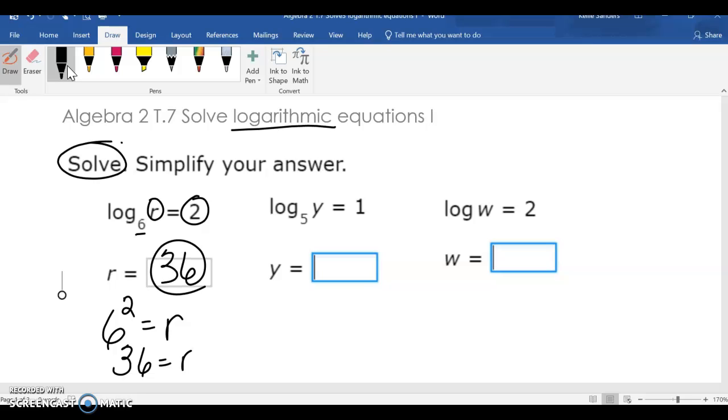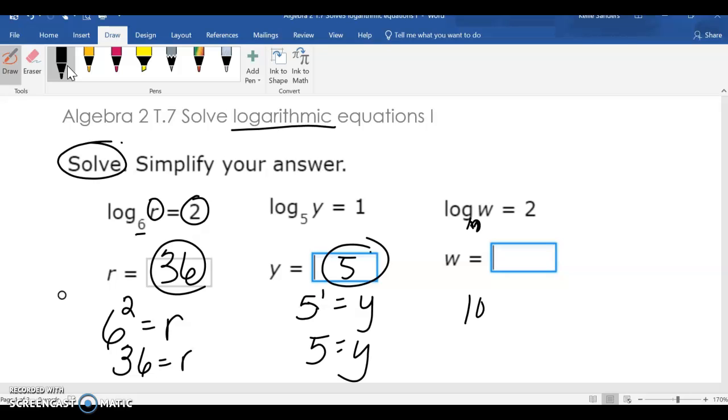So I'm going to kind of speed it up a little bit since I've explained that. So 5 to the 1 is y. What is 5 to the 1? 5. What is the base on this whenever there's not a base and it's a logarithm? 10. So this would be 10 to the 2 equals w, which is 100.